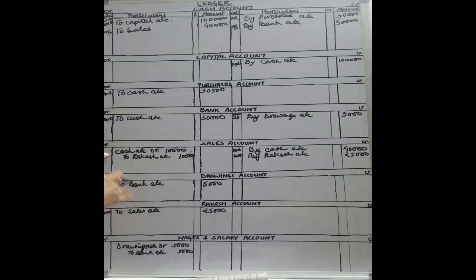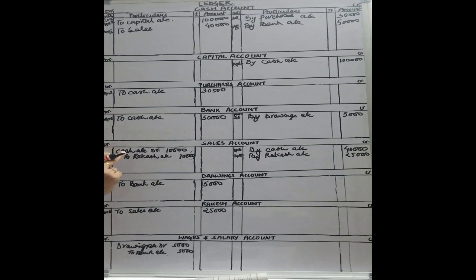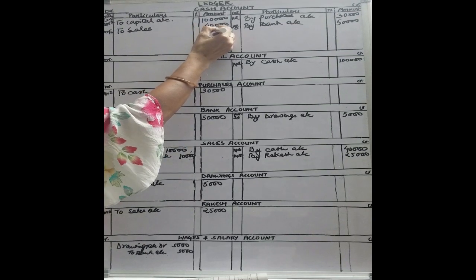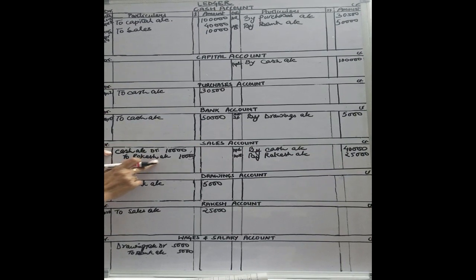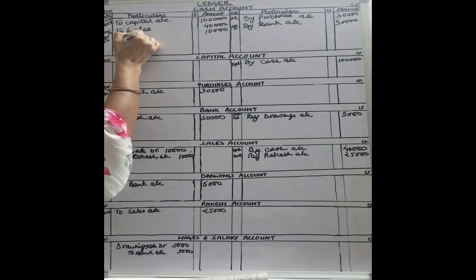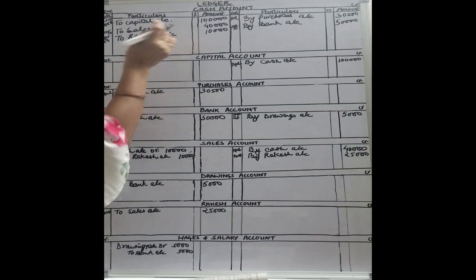Now let's just transfer the amount. Here cash account is debited with rupees 10,000. So we'll debit the cash account by writing the amount on the debit side of the cash account. Date is April 29th. Now the reason behind debiting the cash account is the other account on the opposite side. Here the other account on the opposite side is Rakesh account. So let's write 'to Rakesh account' as the reason.